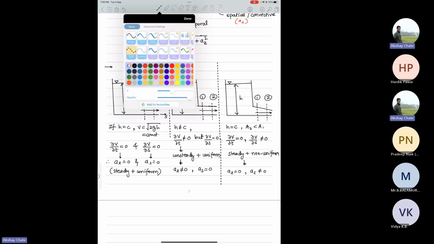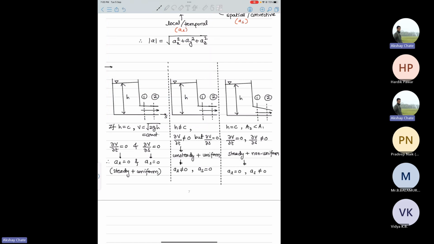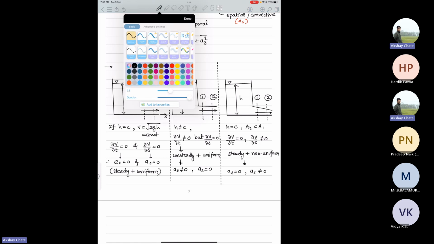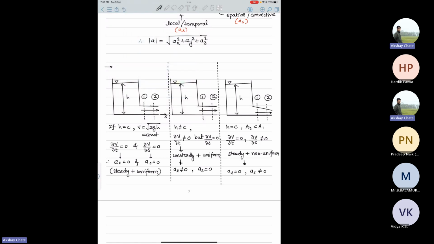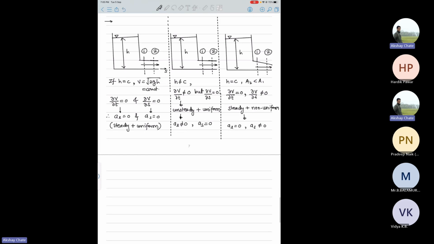One second. This is an important thing, because if you understand this, you'll solve the problem. Problem solving is okay, it's important, but concept is also important. And there will be a fourth case when your head will also be changing and your pipe cross-sectional area will also be decreasing. So in that case, it is a non-steady, non-uniform flow. So both AL and AS will be non-zero in that case. I'm not writing that because that is calculable from this discussion. So I hope this is clear.